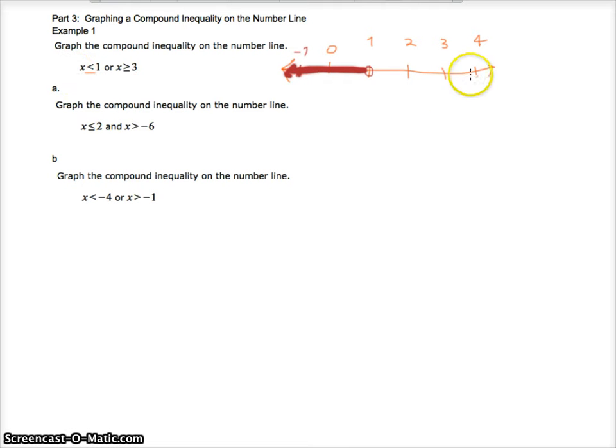For x is greater than or equal to 3, I'm going to graph on 3, and it's going to be a closed dot because it's greater than or equal to. And then I'm going to graph values larger than 3. And that's all it is. Just make sure your dot's the correct way and on the right point, and you're okay. Let's look at another one.